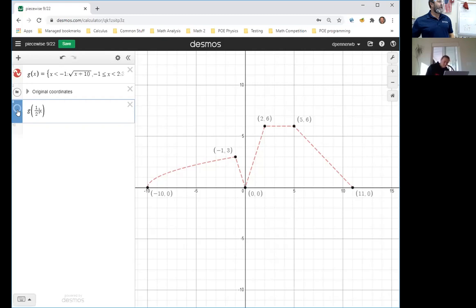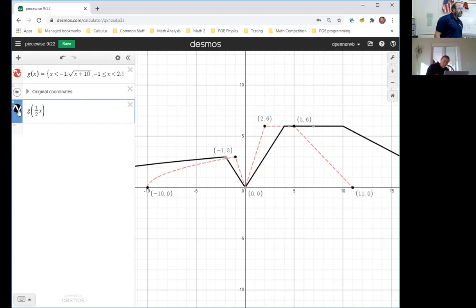What's the opposite of cutting it in half? It's going to be doubling. What happened to all the x values? They got doubled. See this point, 5, 6 on the original? It's now 10, 6. It doubled all of them. It didn't cut them in half, it doubled them.